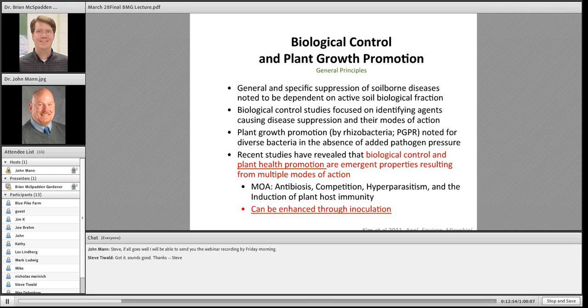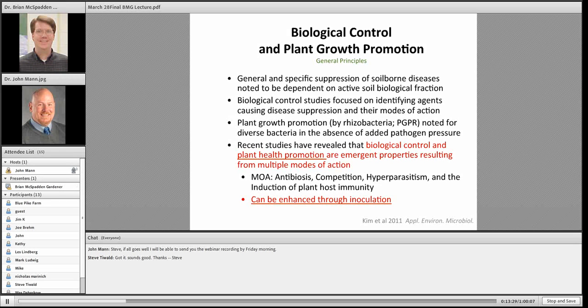More recently, I would like to emphasize that biological control and plant health promotion are really emergent properties. The microorganisms are acting at a level that's smaller than a single plant cell, but in total, they can affect the overall growth and vigor of a plant. This can arise due to multiple modes of action. Those of you who are scientists in the room recognize that there are different mechanisms that have been proposed for this, but ultimately the sum total of the plant's effect can be enhanced through inoculation.